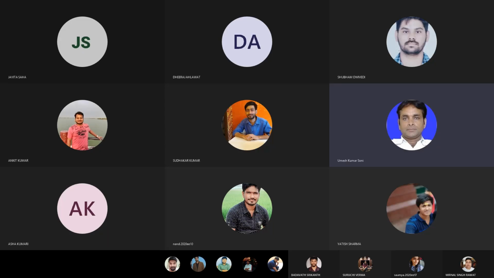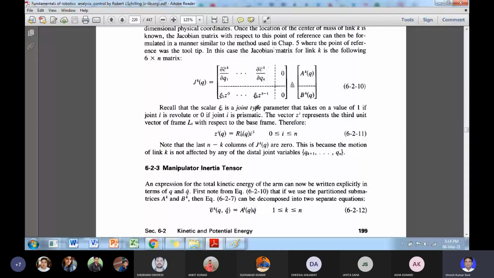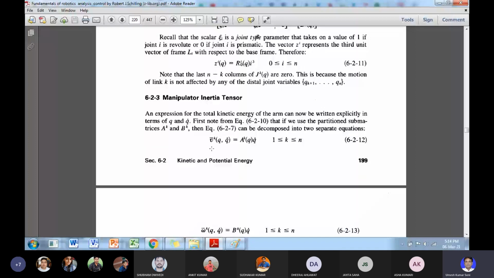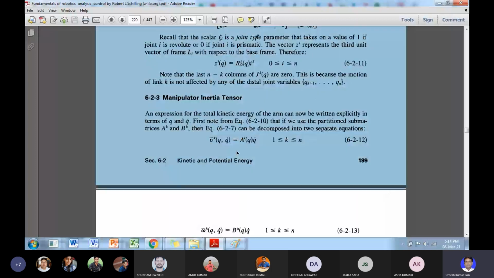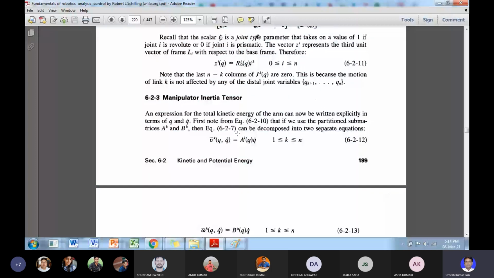This is the representation for the Jacobian matrix. The Jacobian matrix for link k is a 6 by n matrix. Here velocity is defined by Vk equals Jk times q dot. This is defined as the individual Jacobian elements multiplied by q dot.